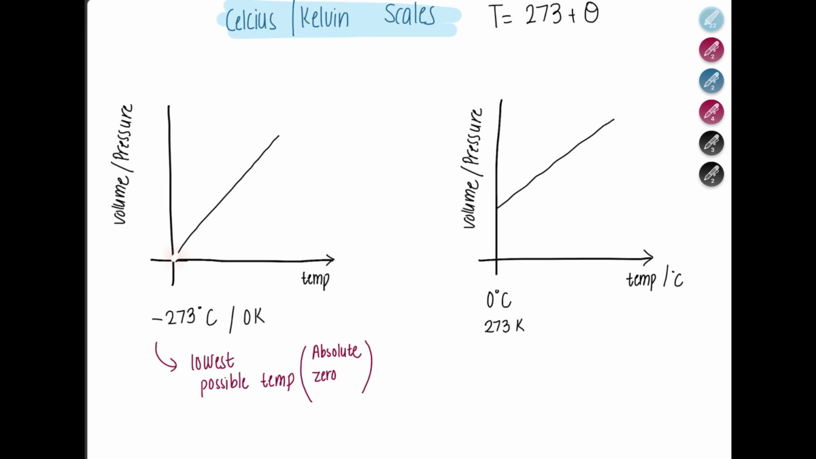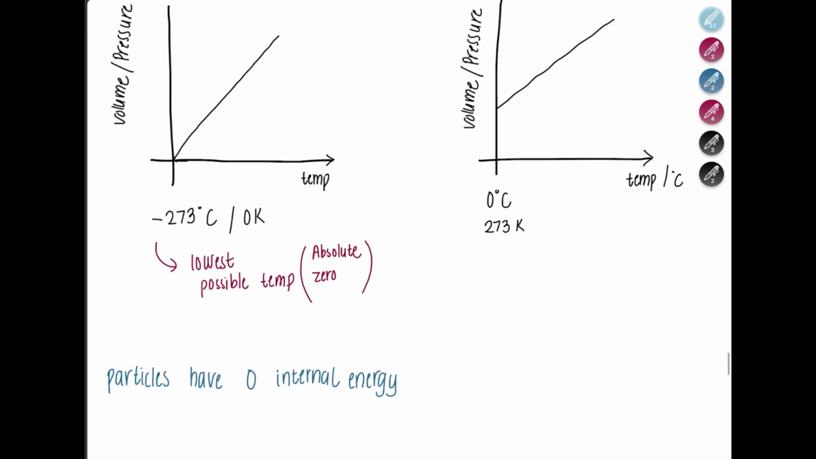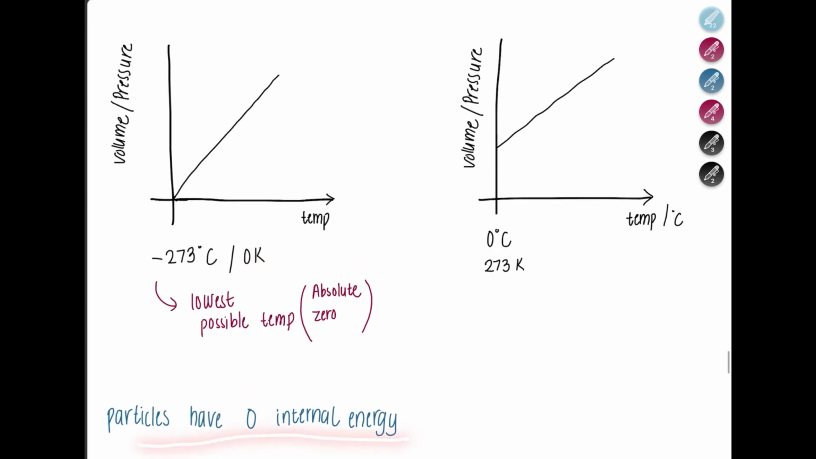At this point, where we have negative 273 degrees Celsius, or 0 Kelvin, this is the lowest possible temperature, also called absolute zero. On the Kelvin scale, it's 0 Kelvin, okay? At this point, particles have zero internal energy. They have no kinetic energy, they have no potential energy. Temperature cannot fall below this.